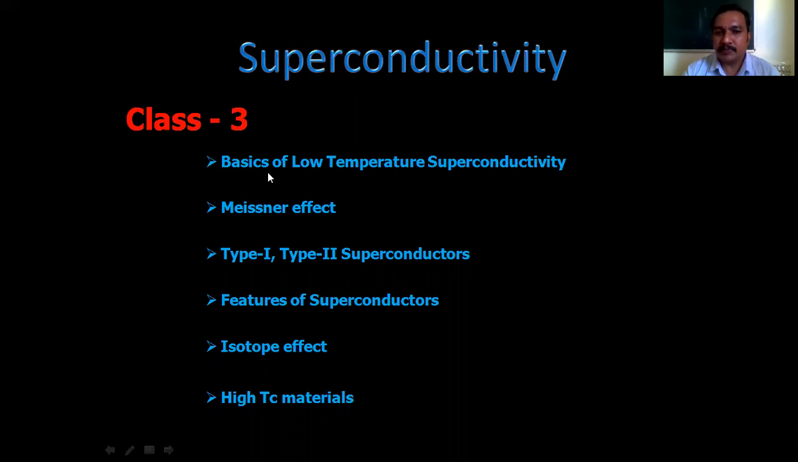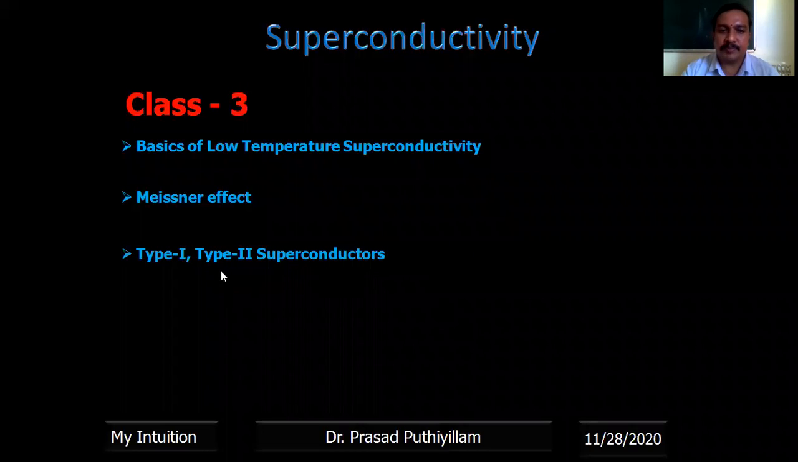In the previous class, I explained the basics of low temperature conductivity as well as the Meissner effect. In this particular class, I'll explain type 1 and type 2 superconductors, their mechanism of conduction, as well as the comparison between type 1 and type 2.